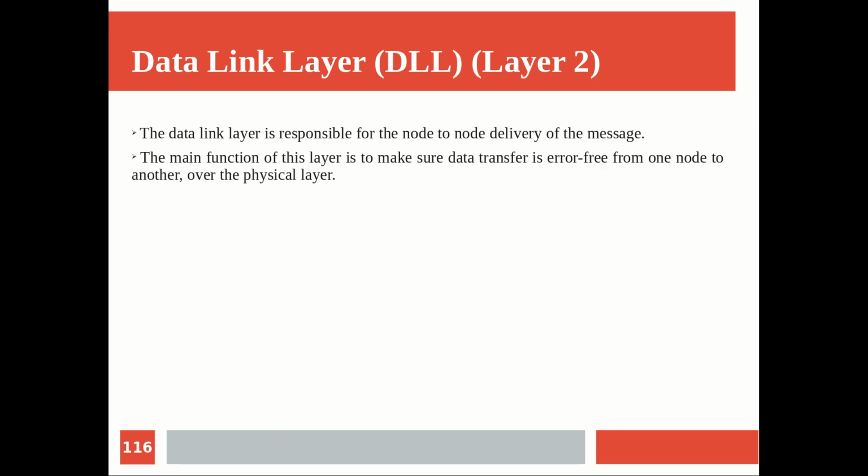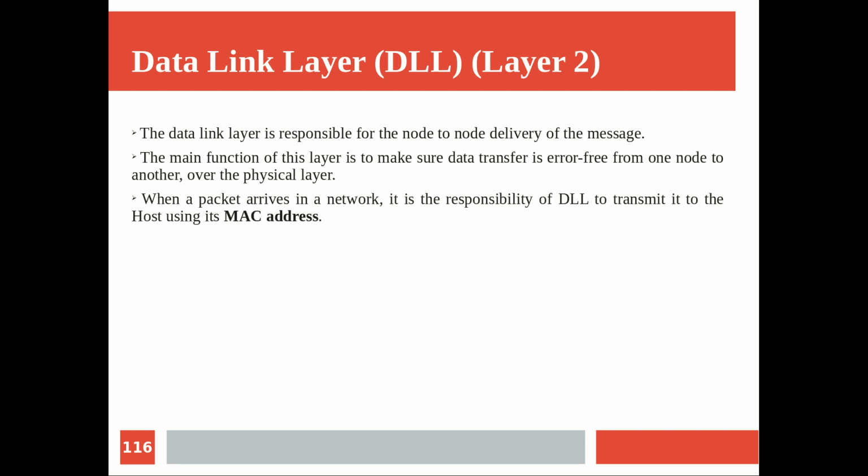The main function of this layer is to make sure data transfer is error free from one node to another over the physical layer. For error free communication, the CRC technique that we already saw in the data communication class, the cyclic redundancy check, is something you can use at the data link layer for doing this error control. So that is the main technique we are using, or we can think of other techniques even.